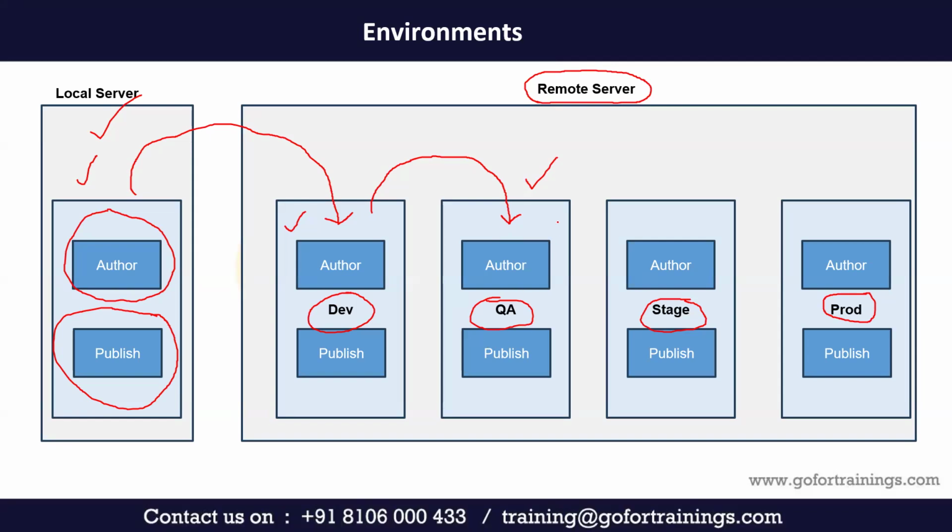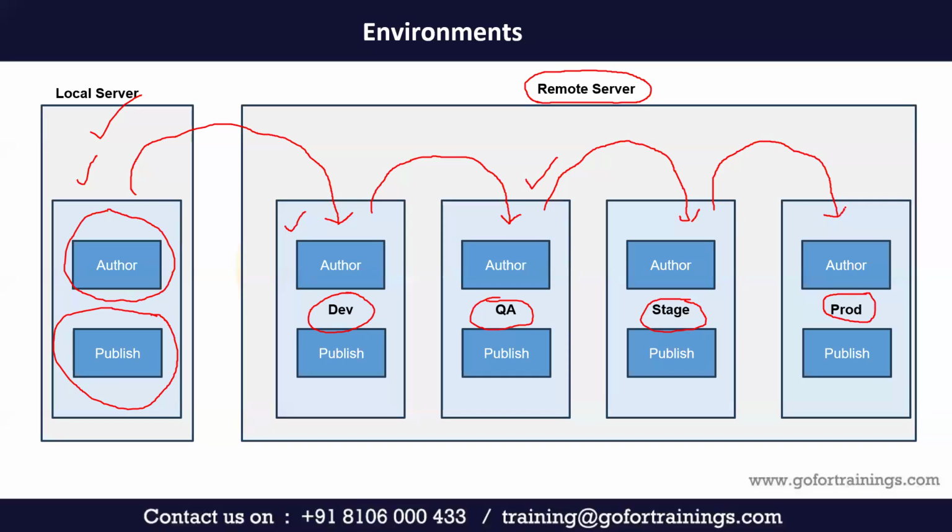Once the QA team has validated and given sign off, then we'll deploy into the stage environment, also called the UAT environment. Here the business team will validate the same functionality, whatever functionality you have implemented as part of the requirement. Once the business team also agrees, then we'll deploy into production, also called live.